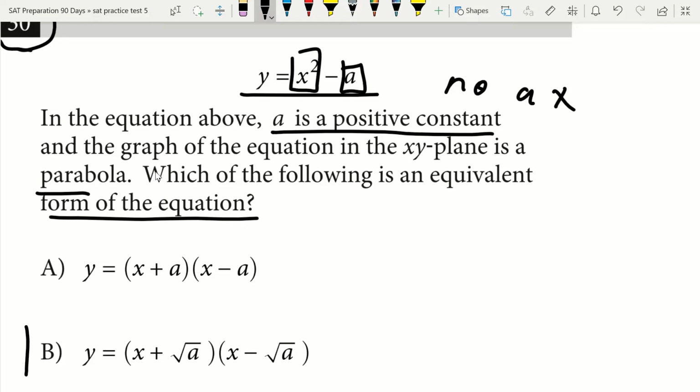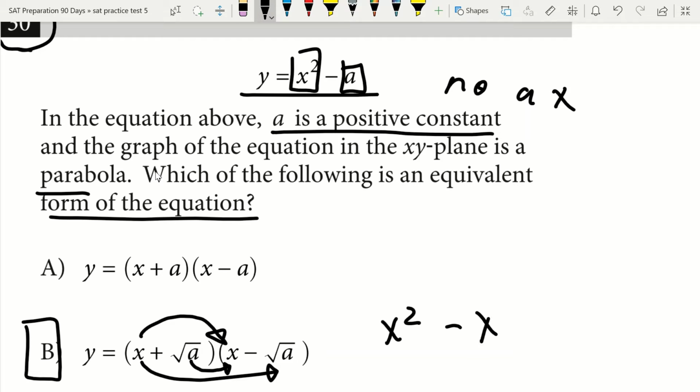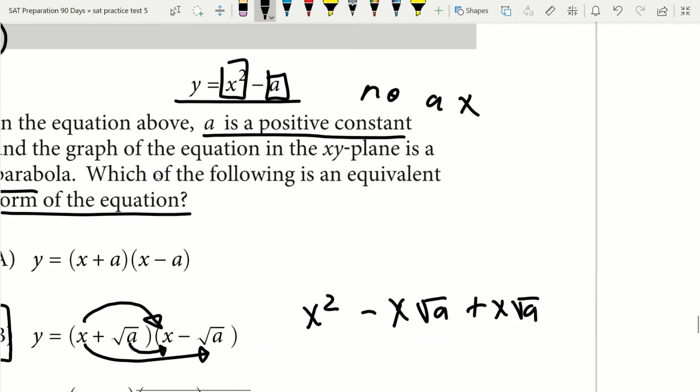Answer choice B is going to be my correct answer. I'm going to show you how I know that this is the difference of perfect squares. When I take x and multiply it by x, I'm going to get x squared, just like in the difference of perfect squares. Now, when I take x and multiply it by negative root a, I also have to take this root a and multiply it by x. So now I'm going to have a negative x times root a and a positive x times root a, which will cancel and leave me with no ax term.